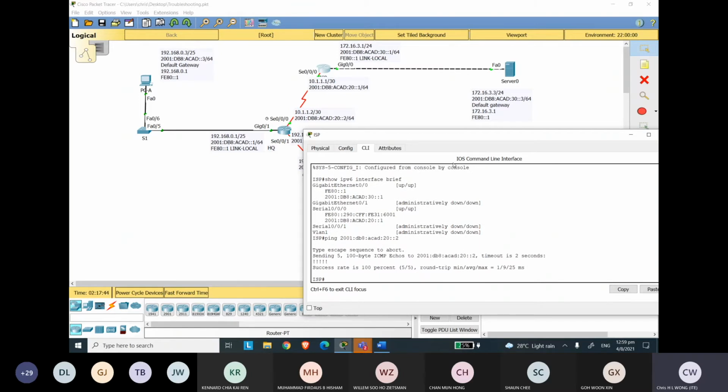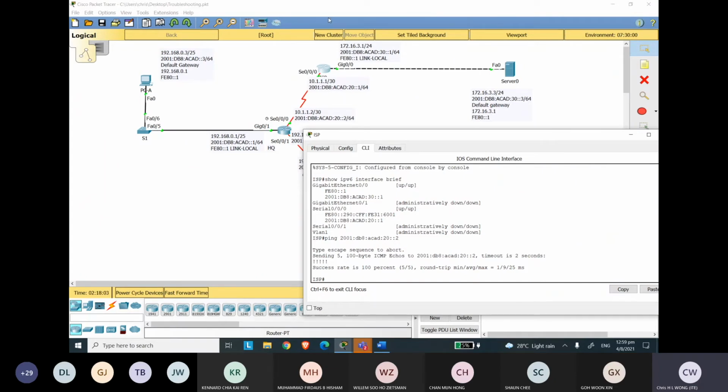100%. Okay, can you answer the first question? Ping from ISP to HQ router, now okay already. If this one can ping, remember just now HQ cannot ping ISP, right? But because of the problem with the addressing, now ISP can ping HQ. I'm very sure HQ can ping ISP already. Okay, the first question, yes.